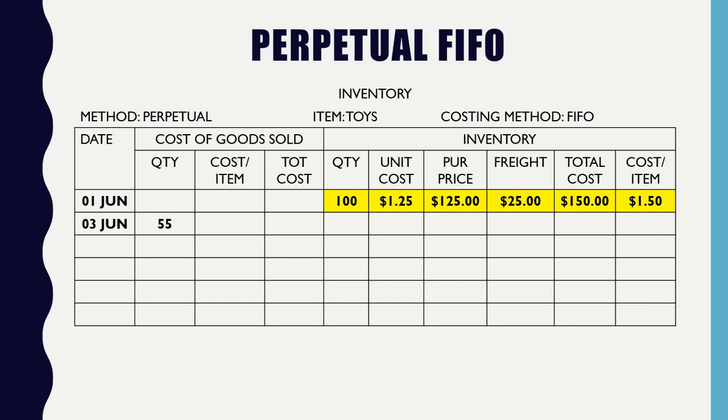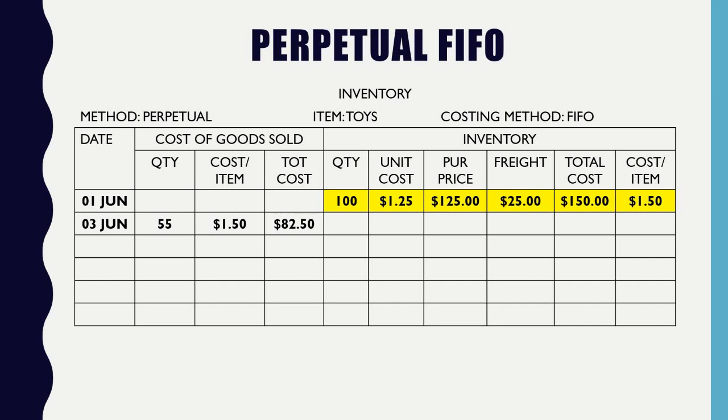So if I sold 55 units, now I'm in the first three columns, which is my cost of goods sold. What is my cost per item right now for my very first batch of inventory? $1.50. So that's exactly the number I'm going to plug in here. And now I need to solve: what is 55 times $1.50? It's going to give you $82.50.